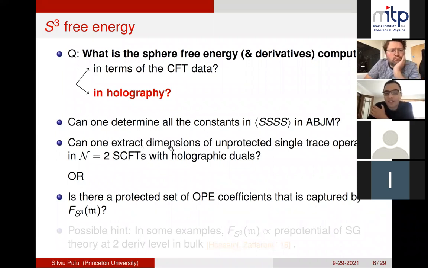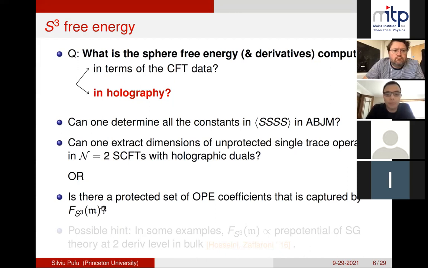Can one extract the sphere free energy using this kind of approach? Can one extract the scaling dimensions of these unprotected single trace operators? Or, as an alternative, is there a protected set of OPE coefficients that is captured by the sphere free energy as a function of the mass, thinking about taking derivatives and evaluating at mass equal to 0?